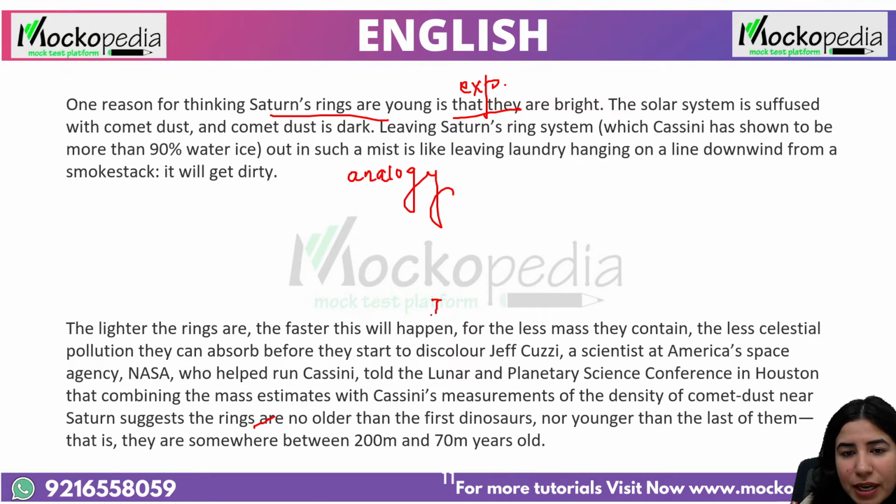Jeff Cousy. So again, there's a proper noun, so in case the question comes, we know where to go back. A scientist at America's space agency NASA, who helped run Cassini, told the Lunar and Planetary Scientific Conference in Houston that combining the mass estimates with Cassini measurements of the density of comet dust near Saturn suggests the rings are no older than the first dinosaurs nor younger than the last of them. That is, they are somewhere between 200 million and 70 million odd.